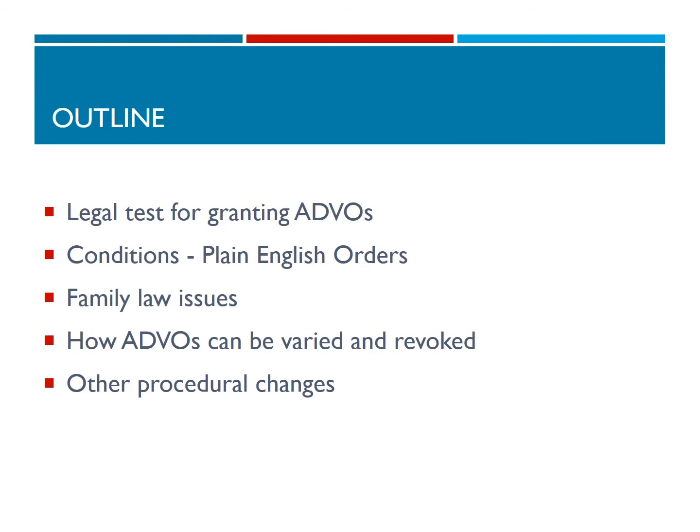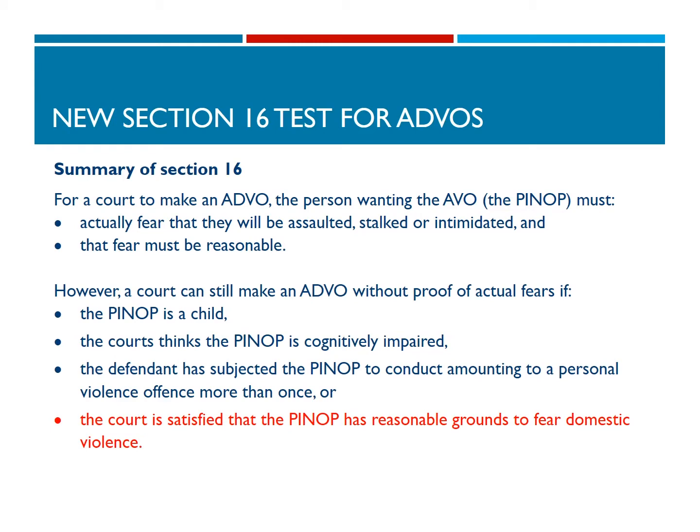The purpose of today's webinar is to outline some recent changes to the New South Wales Crimes (Domestic and Personal Violence) Act. These changes came into effect on the 3rd of December last year. The main changes we will canvass today concern the new legal test for the granting of an apprehended domestic violence order, the sorts of conditions that a court can attach to an ADVO. The new conditions in the Act are reflected in plain English order forms, changes to the application form for ADVOs concerning family law issues, and how ADVOs can be varied and revoked. I will then outline a number of other procedural changes. Let's have a look at each of these changes in turn.